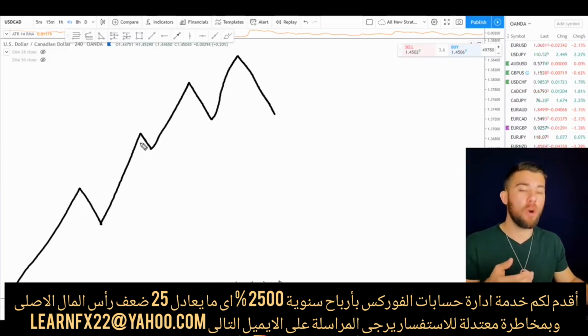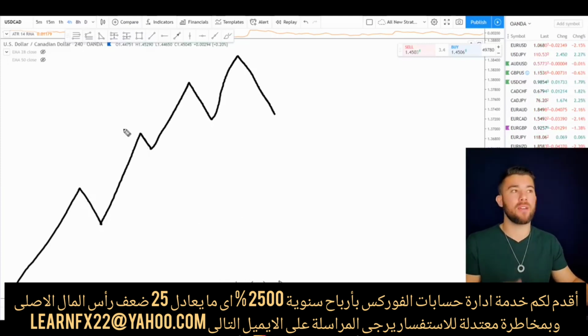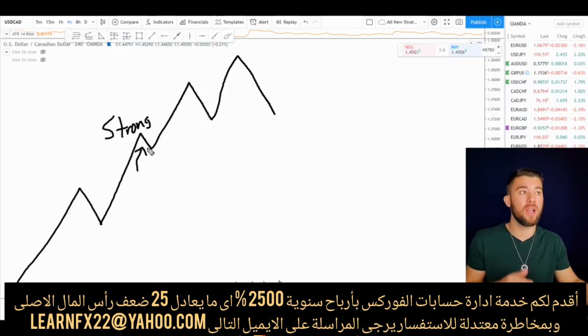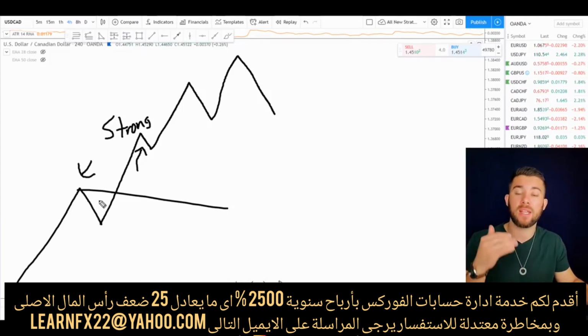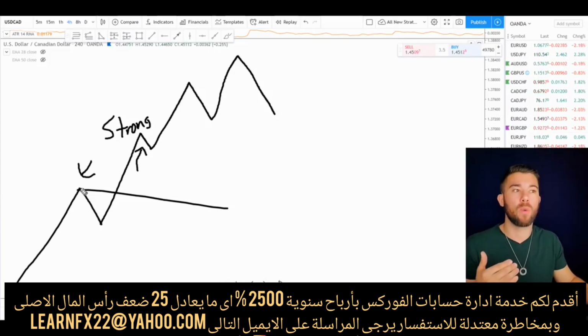Now, with a small pullback, this is normally a sign of a very strong trend. A very strong trend is going to have very small pullbacks, very small periods of exhaustion before the next impulsive move. In terms of what we look for in a strong trending move, the pullback normally does not make it to the previous resistance level. That's how I define a small pullback. A small pullback is one that doesn't make it back down to the previous resistance level.